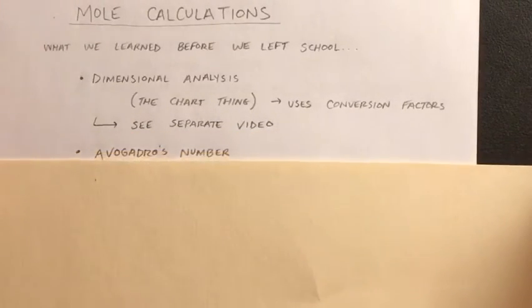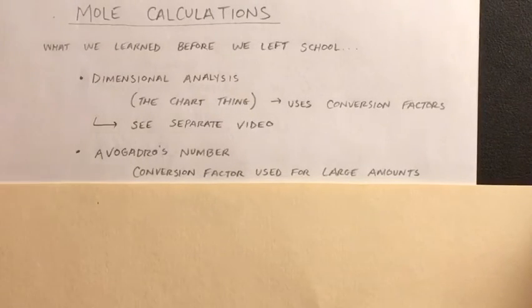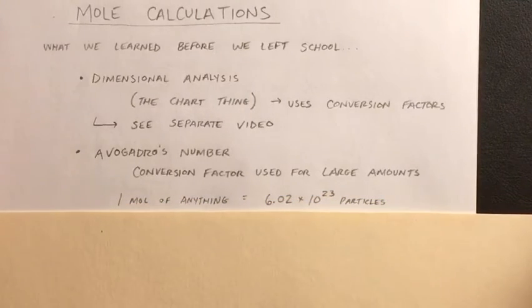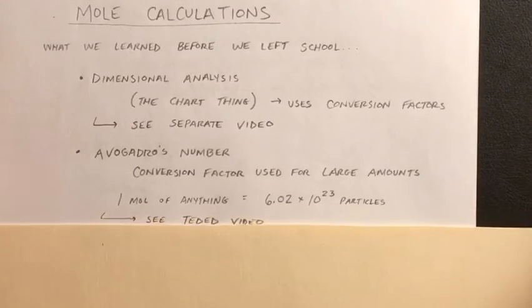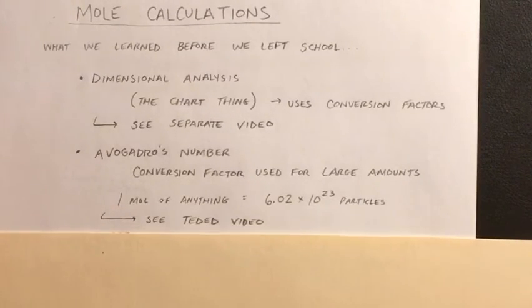Our next topic that we learned was Avogadro's number. Avogadro's number is one of these conversion factors that we used in dimensional analysis. It's used for really, really large amounts. Specifically, we use it to talk about how many particles of a formula there are. So this is Avogadro's number right here. 1 mole of anything equals 6.02 times 10 to the 23rd particles of that thing. We had a TED Ed video that we watched on that. That is on Google Classroom if you need it as well.